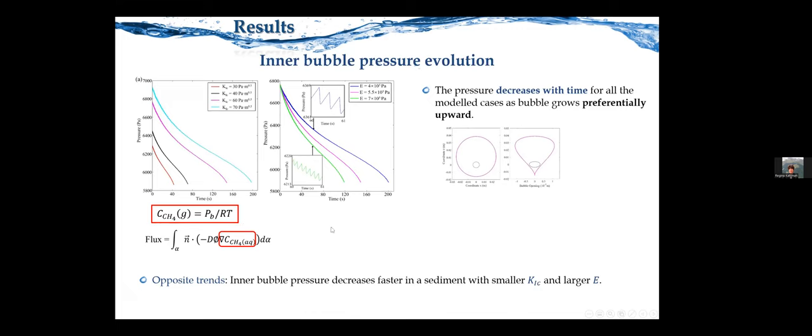The situation is completely different in the case of different Young's modulus. If you compare these two insets, you can see that stiffer sediment produces smaller pressure drops and shorter solute adsorption stages. And that is why the bubble in the stiffer sediment grows faster. So these reasons are completely different. And this is actually the picture.